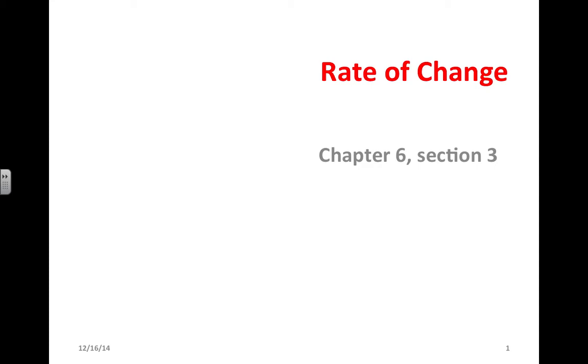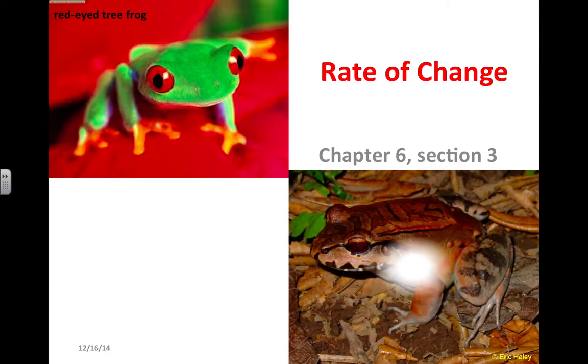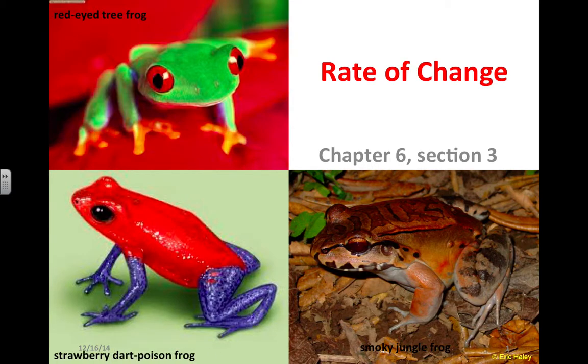So, hi everybody. This is Chapter 6, Section 3 in our books, and it's entitled Rate of Change. And so, we're going to bring back our buddies from before, the red-eyed tree frog and the smoky jungle frog, along with the strawberry dart poison frog, to help us talk about the rate of change. And of course, the topic is still evolution, which simply means that organisms change through time.